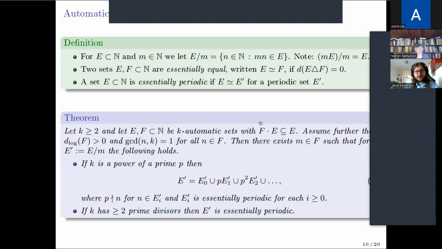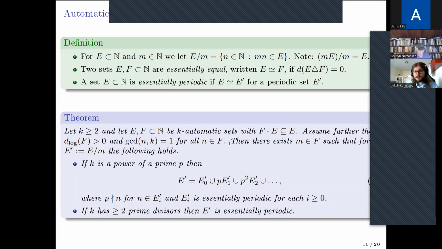Now, in the asymmetric case, instead of a semigroup, we have a pair of sets E, F, such that F times E is contained in E. To make things non-trivial, we need to assume that F is at least somewhat large, so we want it to have positive density. And for technical reasons, we want K to be co-prime to each element of F.